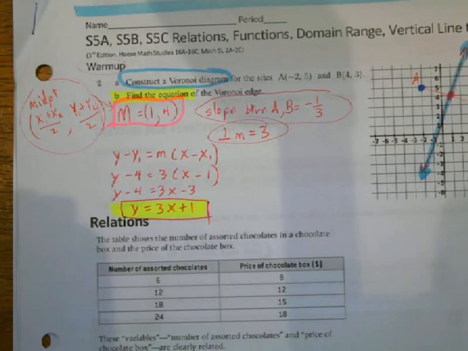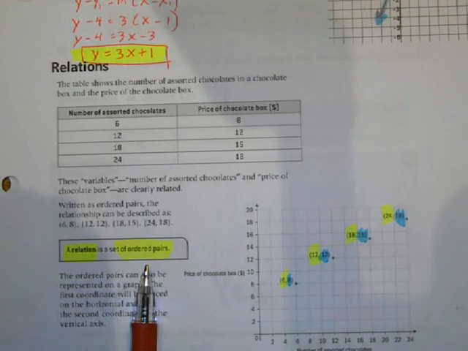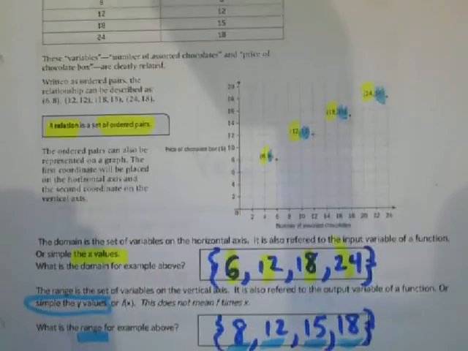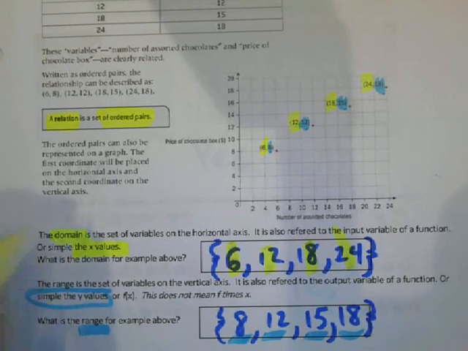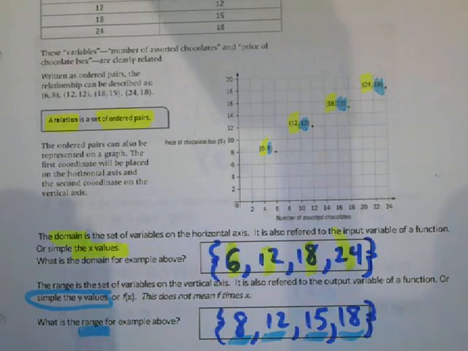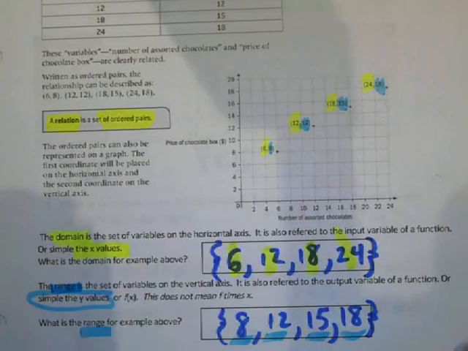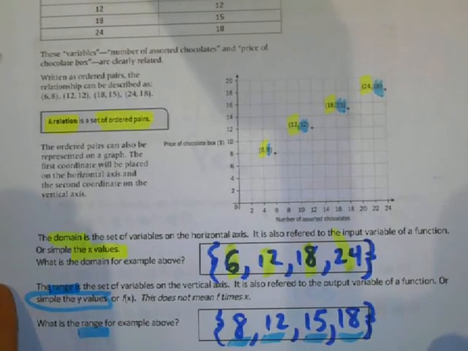Okay, so let's talk about relations. So a relation is a set of ordered pairs, okay? And if you look at this relation here, we want to find out what is the domain and what is the range. So whenever you're trying to figure out the domain, it's basically a list of the x values. So our x values are 6, 12, 18, 24 in this example. The range here is the y values that we have. So 8, 12, 15, 18. Okay. You might want to hit pause if you need to copy this down.